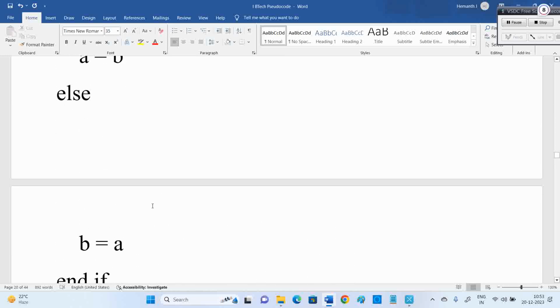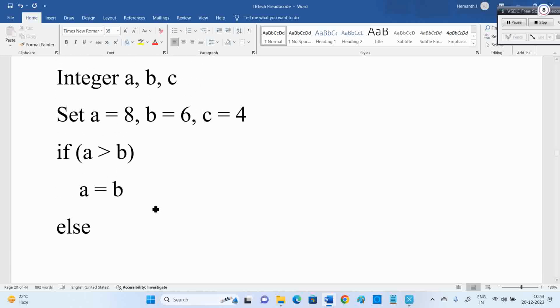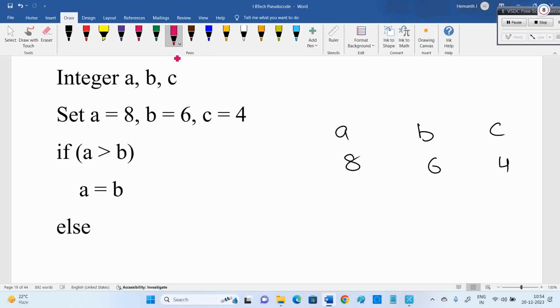So first, we have to check the condition. Is A greater than B? Is it true? Actually A is 8, B is stored as 6, C is stored as 4. Now as this condition is true, A should be assigned as B, meaning A should be updated to 6. Next, else is not there because A greater than B. Once it is done, no need to enter into else case.